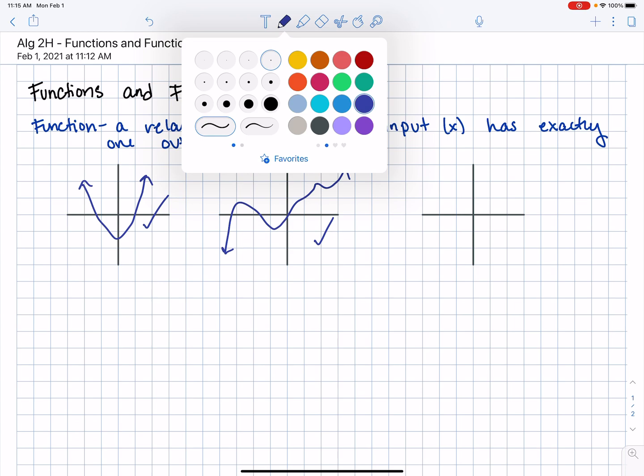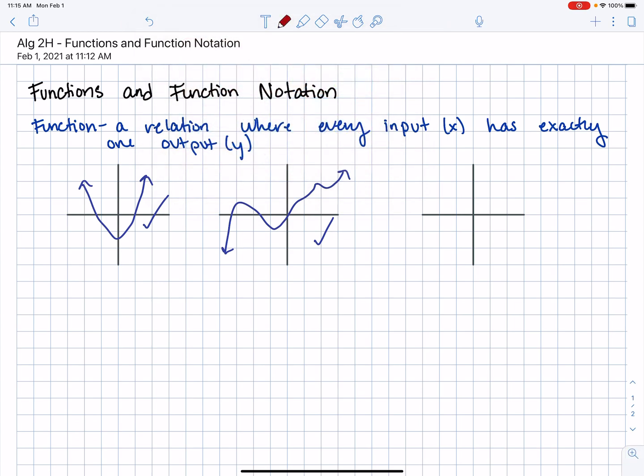Now, we might have had something that looked like this. We went into a little problem there. Not a function, because there are multiple outputs. So for instance, an input of 0, you have 1, 2, 3, 4, 5 different outputs that you could choose there. So that one's not a function.